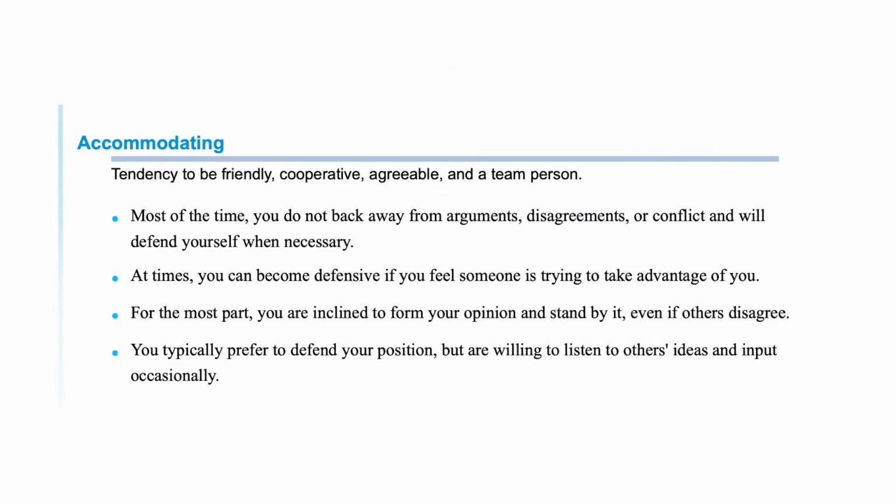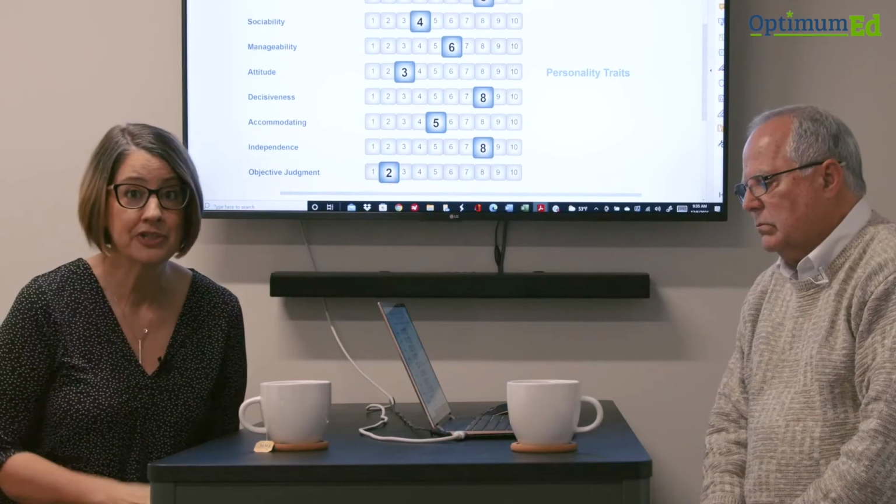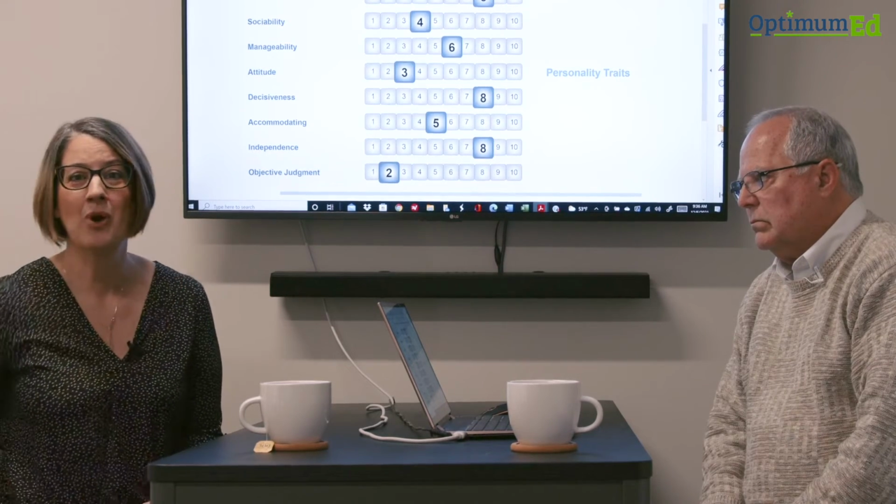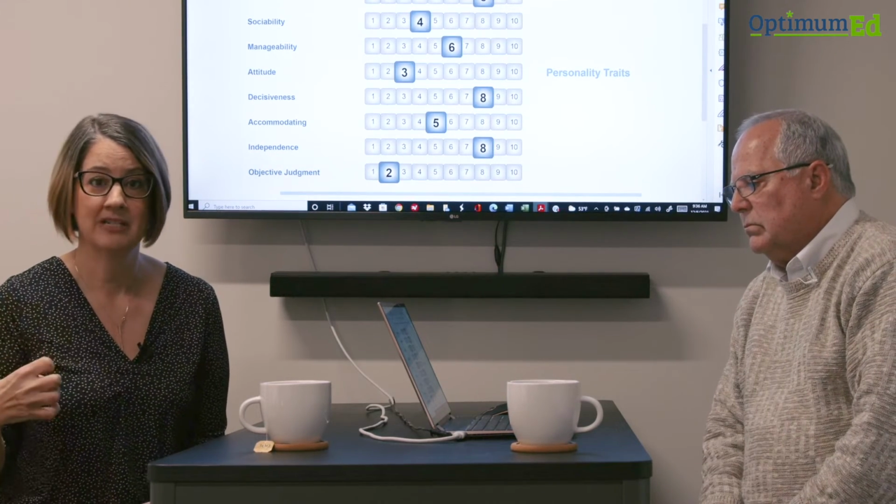The next one is accommodating. This is your general ability to be accommodating and a team player. If you're a 9 or a 10, you are so accommodating that you allow other people to walk all over you to get their way. If you're a 1 or a 2, it is your way or the highway. You are going to be the one walking over other people to get what you want.